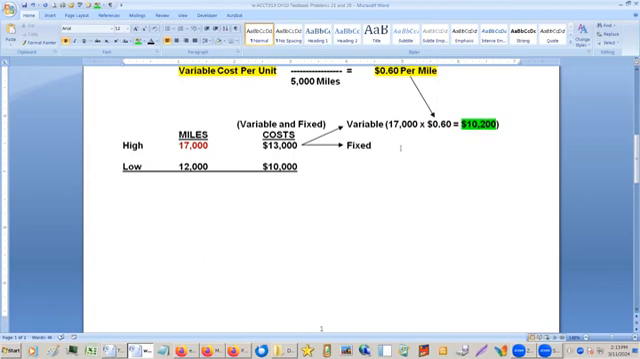So if we want the fixed, we just have to subtract out this variable, right? If we want to have just the fixed left, the 13,000 is variable and fixed. And we need to subtract out just the variable amount, which is 10,200, this number. And that'll give us our fixed, 2,800.